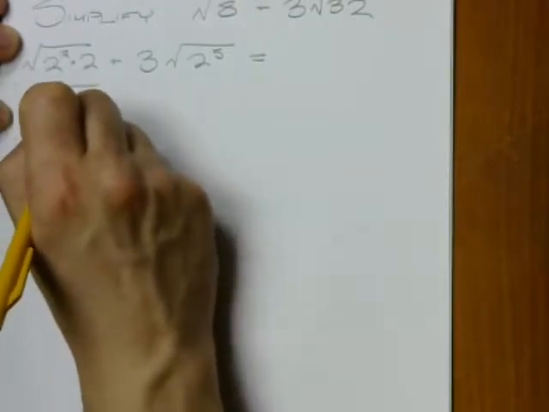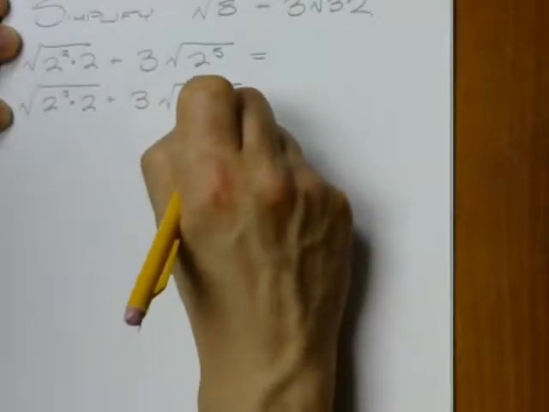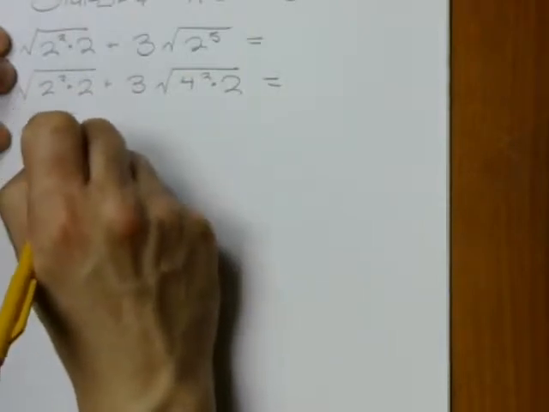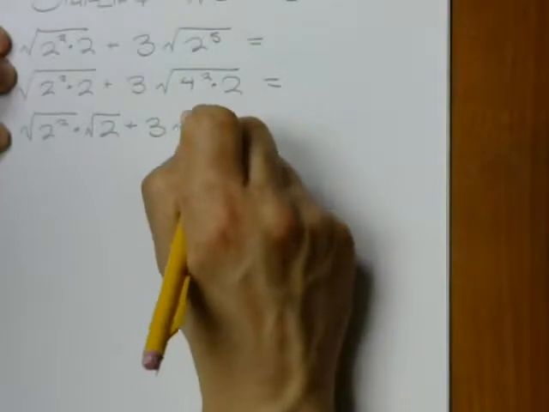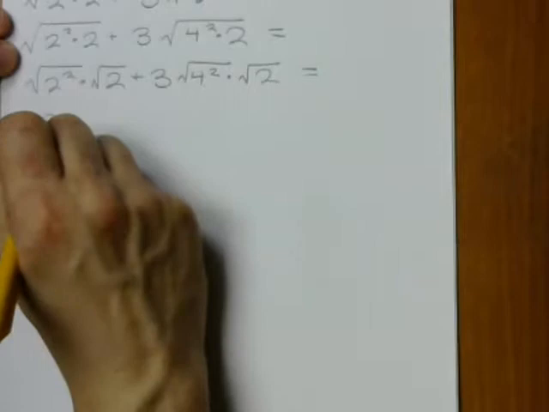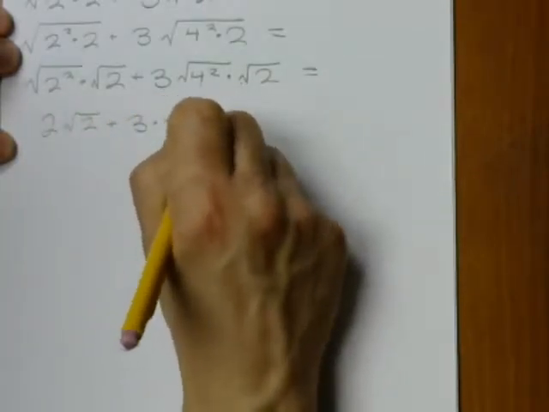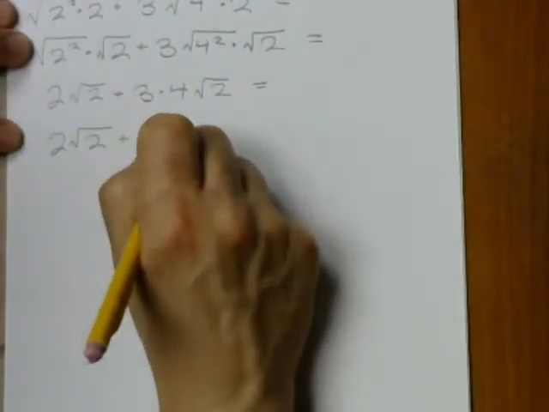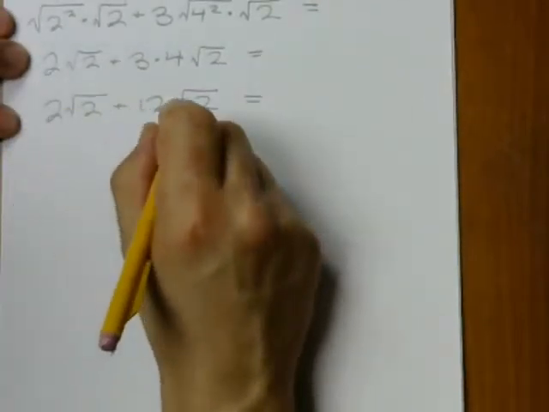What I might want to do is write this as 4 squared times 2. So now I can write this as follows, just using my rule. And then I get 2 root 2 plus 3 times 4 root 2. And now look, I have 2 times root 2 plus 12 times root 2.